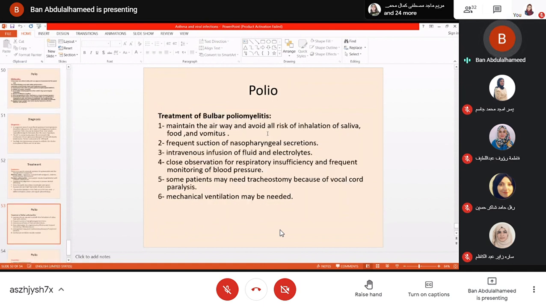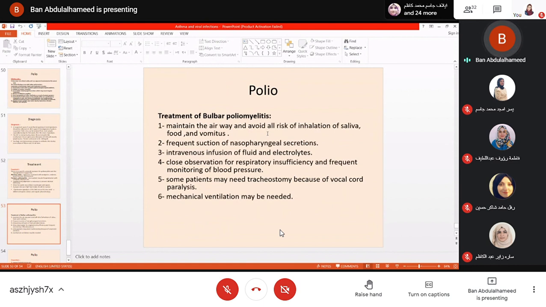If we have bulbar poliomyelitis, which we said involves the muscles of the pharynx and palate, and involves extraocular muscles and muscles of mastication, the treatment is to maintain the airway and avoid all risk of inhalation of saliva, food and vomitus. We need to do frequent suction for the nasopharyngeal secretion. We also need to give the patient intravenous fluid and electrolytes. Close observation should be done for the patient's respiration.